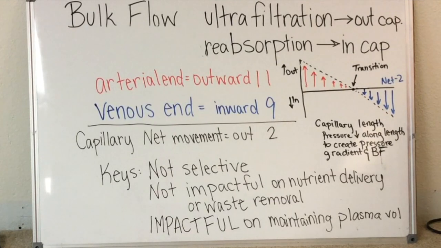However, bulk flow is impactful on maintaining plasma volume. If our plasma volume becomes too great, we will have a higher pressure at the beginning of the capillaries and therefore will push out more fluid into the interstitial space. This allows plasma volume to remain within its normal range of around 5 liters. On the other end, if plasma volume drops, the pressure at the beginning of the capillaries will be lower and less fluid will be pushed out into the interstitial space.